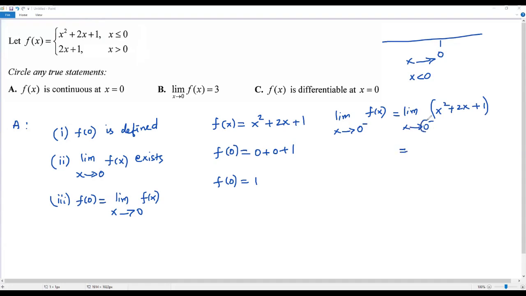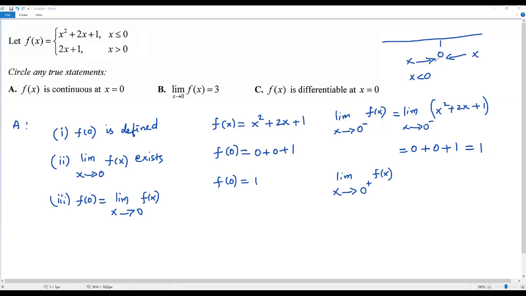Now we can plug in this limit 0 for x over here. When I plug in x equals 0 over here, 0 squared is 0. When I plug in x equals 0 over here, that is 2 times 0 is 0, plus 1. So I am getting 1. So the left side limit as x approaches 0 for the function f of x is just 1. Now let me evaluate the right side limit as x approaches 0 for the function f of x. Here I write a positive sign. It indicates x approaches 0 from its right side.